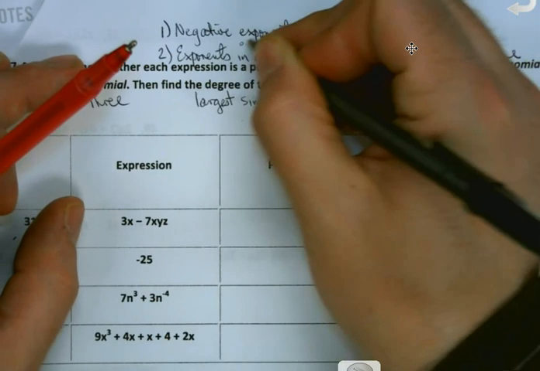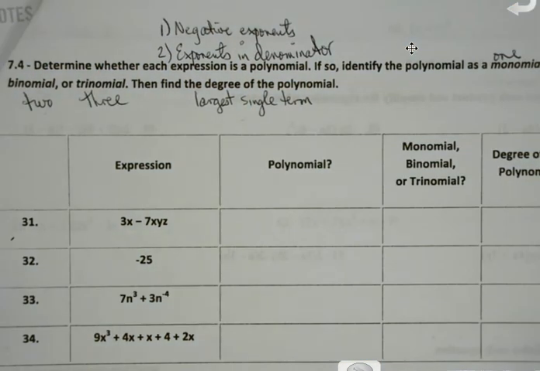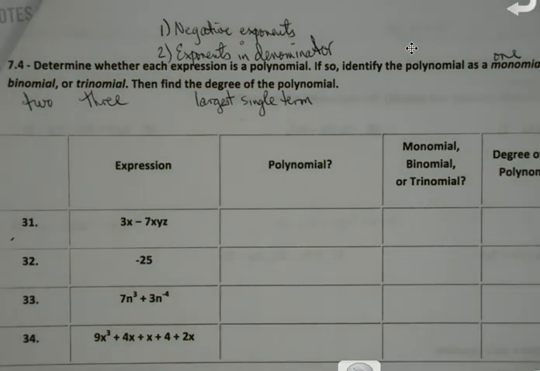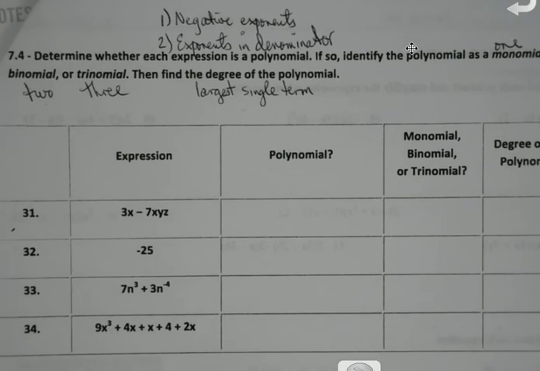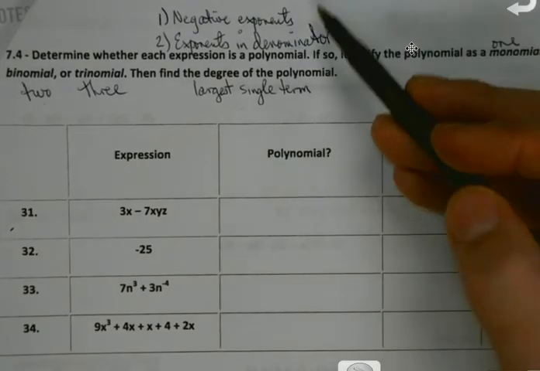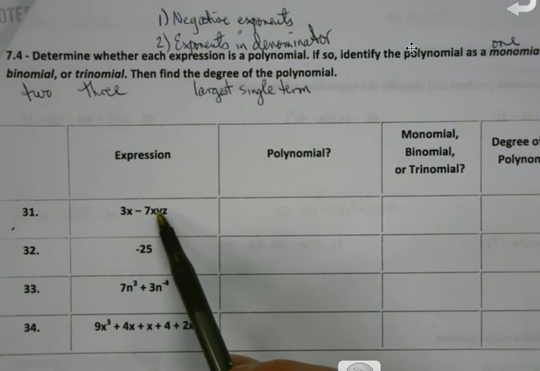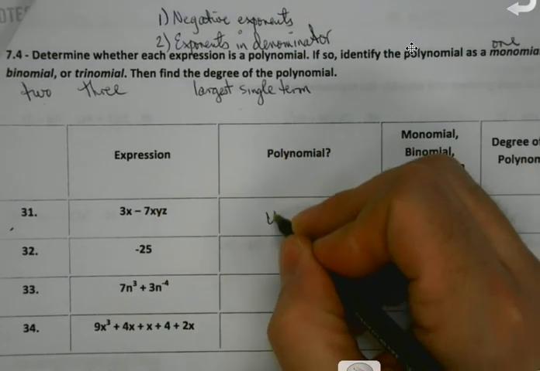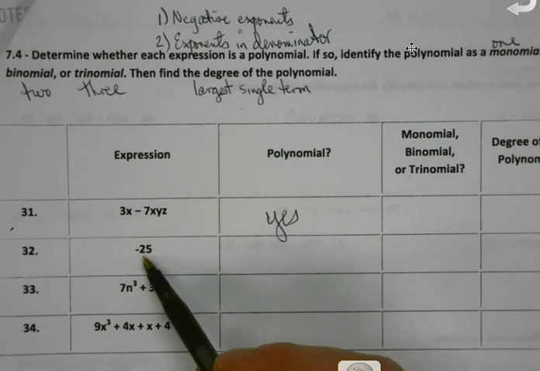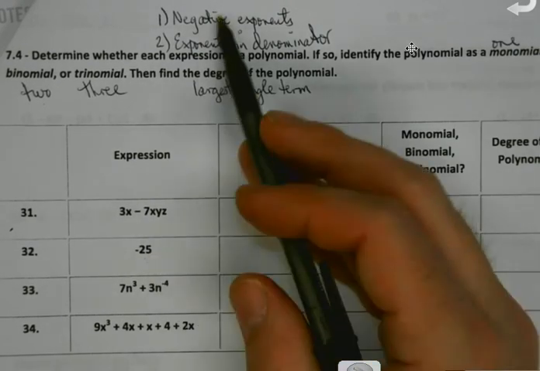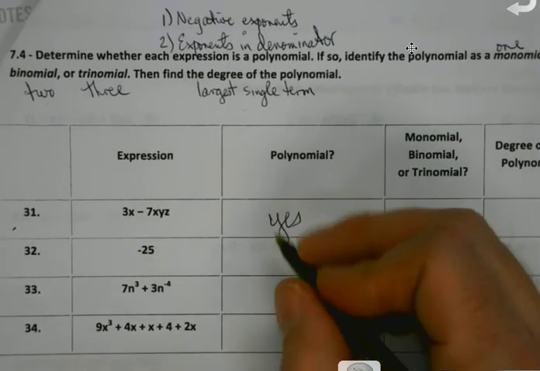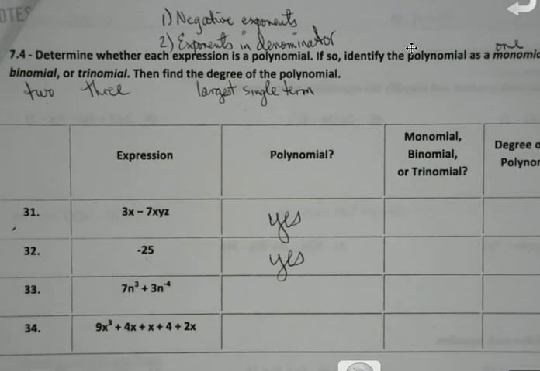If I run into one of those, I just say no and I'm done. So as I work through these, I look through 31 through 34 looking to see if they cover either of these exceptions. I don't see any negative exponents. I don't even see a fraction, so that one's okay. So yeah, that one's a polynomial. Negative 25, not much there, but it's not a negative exponent, it's just a negative number. So that's a polynomial. So then I get to the next one.